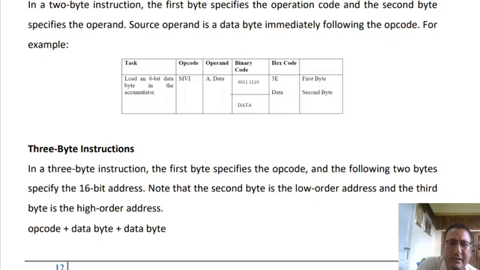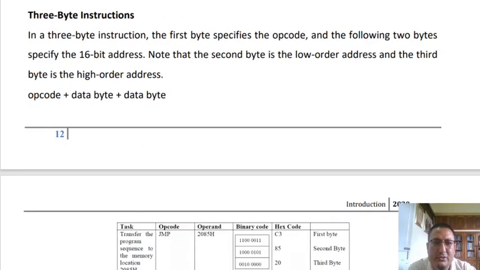For example, MVI A, data. MVI A has an opcode, and you have a data byte following that. So what does it do? It moves 8-bit immediate data to register A, that is, the accumulator. This is a typical example of a two-byte instruction, MVI A, data or MVI B, data. It moves 8-bit immediate data to the accumulator or to the specified register. The source operand is the data byte immediately following the opcode. So this is implied.